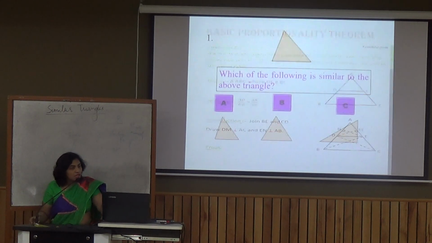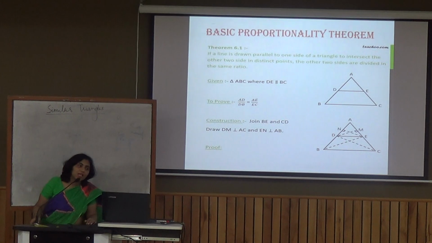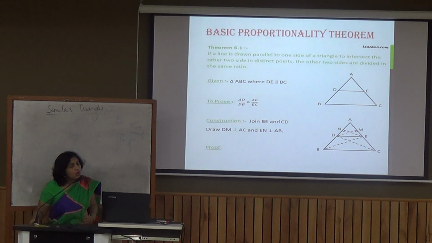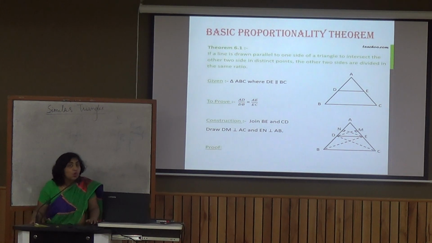Before that, let's move to one theorem, the basic proportionality theorem, which is also known as Thales theorem, as it was given by Thales. It says that if a line is drawn parallel to one side of the triangle to intersect the other two sides at distinct points, then the other two sides are divided in the same ratio.